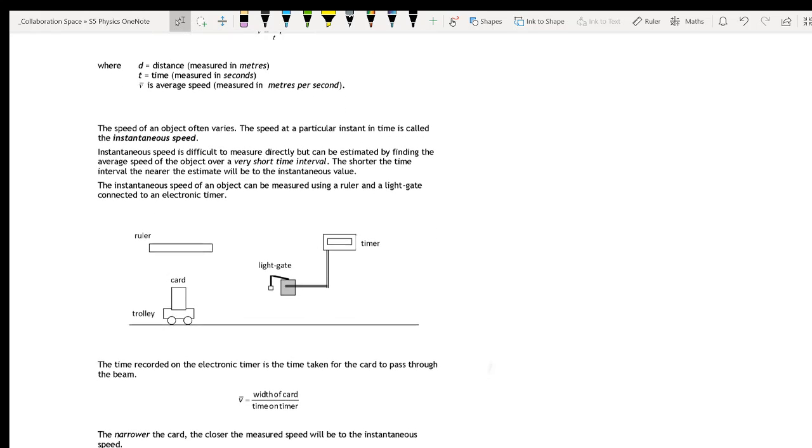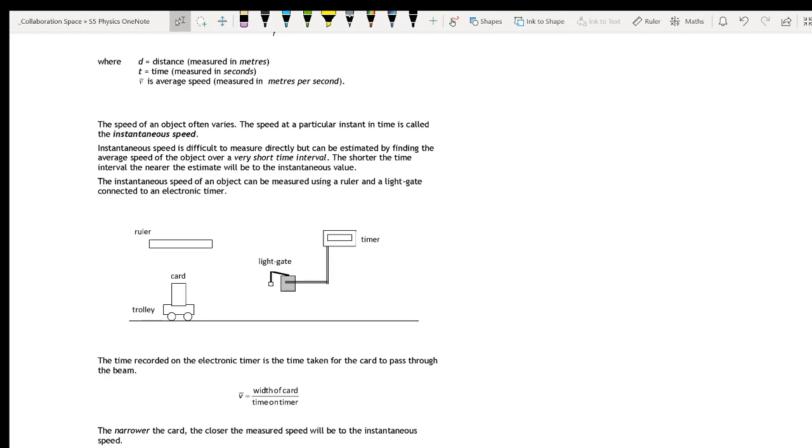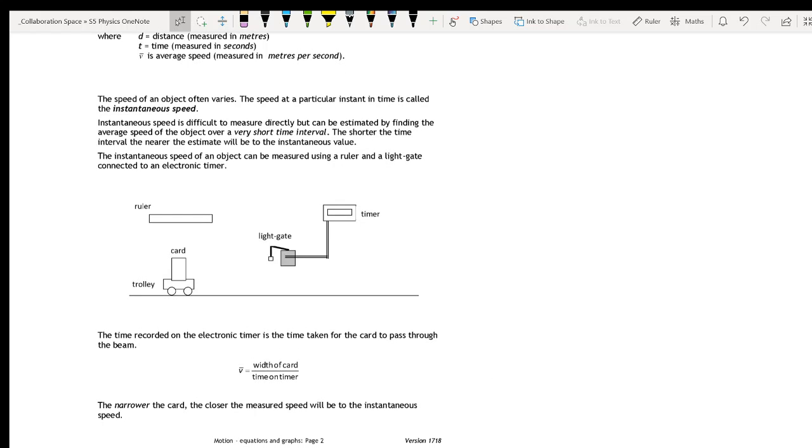The speed of an object often varies. The speed at a particular instant in time is called the instantaneous speed. So it's like if you're driving along and you looked at the speedometer at that point, that's the instantaneous speed. Okay, and then you might brake and you might be going slower, look at the speedometer, that's the instantaneous speed. So it's the speed measured over a very short time interval or a very short distance, and the shorter the time interval, the nearer the estimate will be to the instantaneous speed.